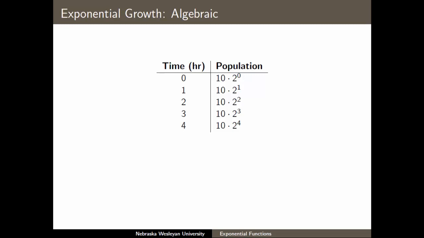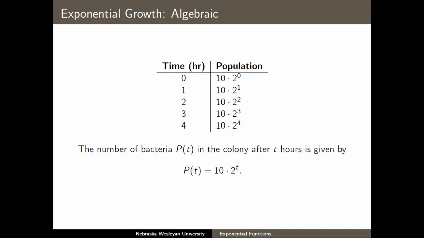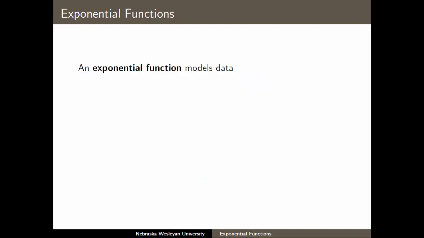Writing it in this way suggests an equation that the population of the colony after t hours is the initial 10 that we began with, multiplied by 2, and then the number of times you should multiply by 2 is the value of t. So we have an equation that population is equal to 10 times 2 to the t power.